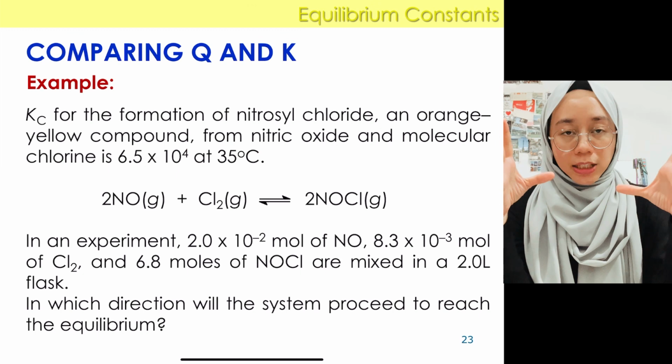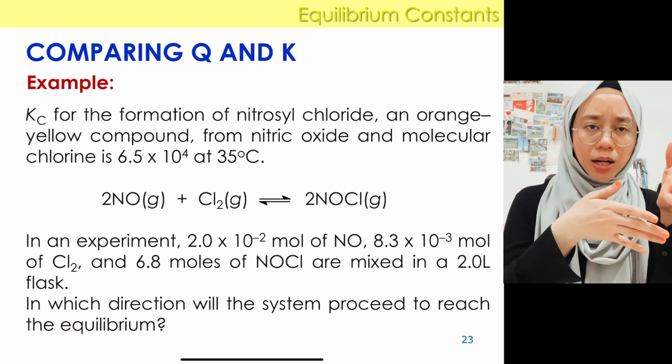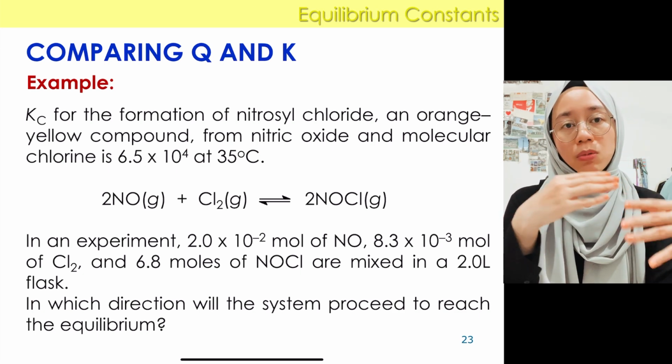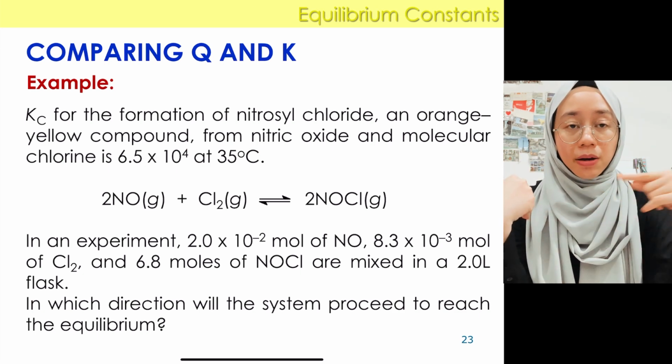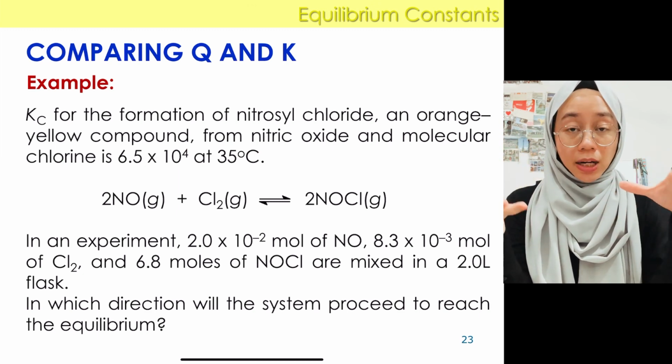Okay, so kita kena cari Qc dulu sebab sekarang ni kita nak tahu direction mana. Adakah dia akan produce more product? Kalau produce more product meaning dia going to the right, ataupun dia produce more of reactant meaning the reaction akan going to the left. Okay, so kita kena carilah dulu QC ni.